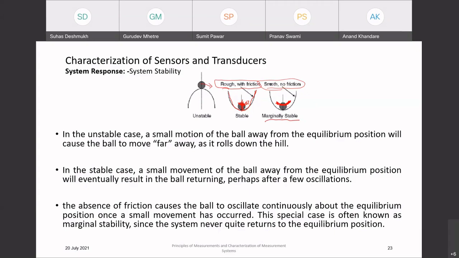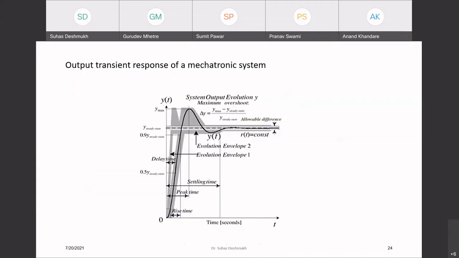What we are going to do is we can simulate this on MATLAB and you can observe it. I will show you at a later stage. So then next comes dynamic characteristics. And the first dynamic characteristic is the transient response.